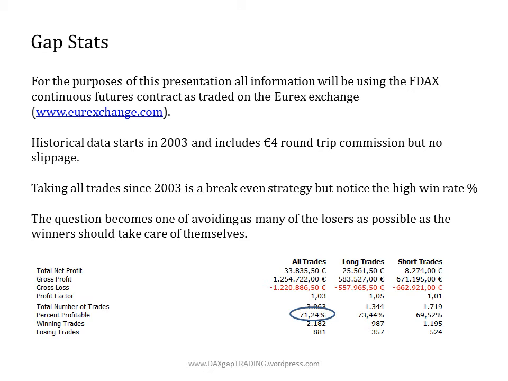The historical data that I use from my provider starts in 2003. All the information I'm going to be showing you includes the commission but not the slippage. As we can see on the information provided below, taking all trades since 2003 is a break-even strategy. But the key thing is the win rate. A 71% win rate is quite high. The question then becomes, how do you avoid as many of the losers as possible, as the winners should ultimately take care of themselves.